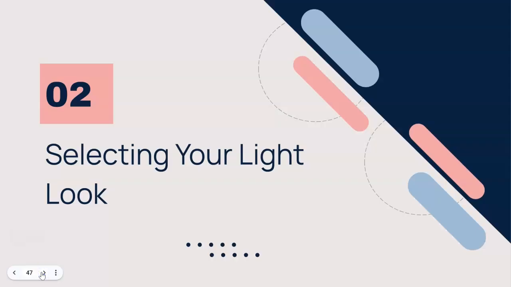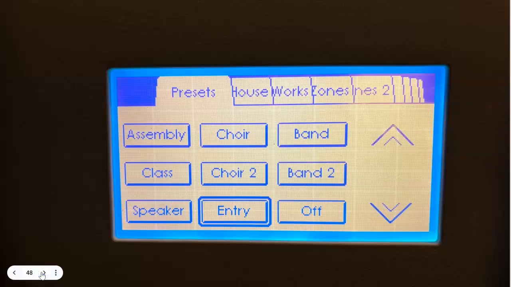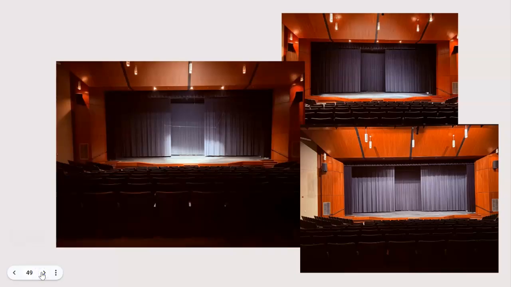Selecting your light look. Now that you're logged in, you will see a screen that looks like this, with preset light look options. Each look is slightly different. For full stage front to back looks, you might choose Choir 2 or Band 2. If you're having a single presenter, or if you are using the projector, the speaker or assembly features might be better. Here are some examples of the differences between the light looks.